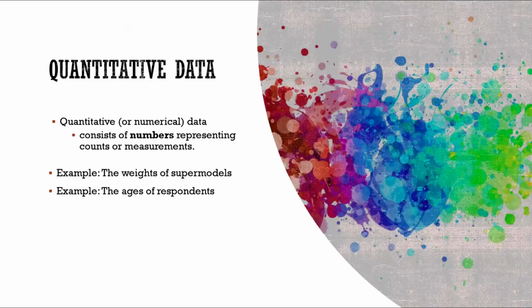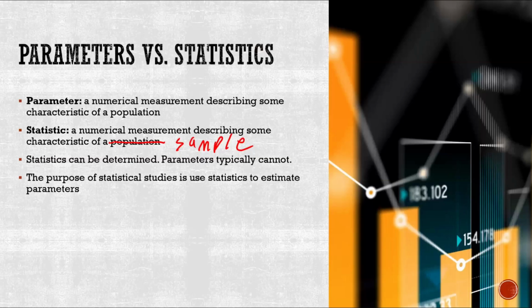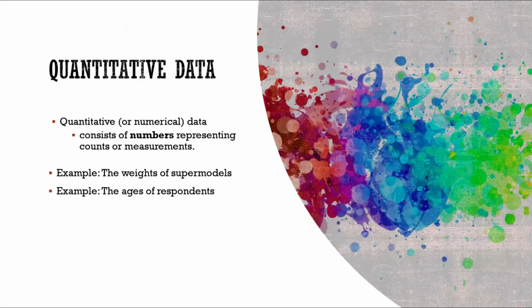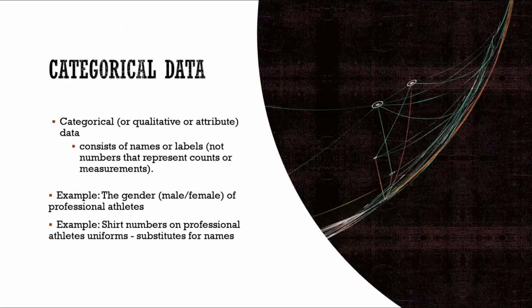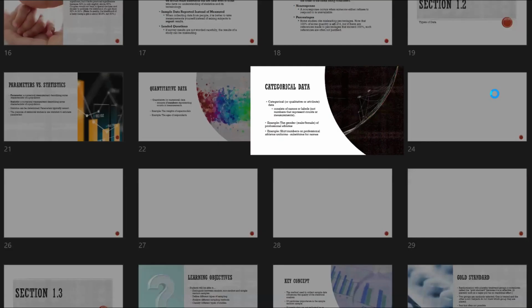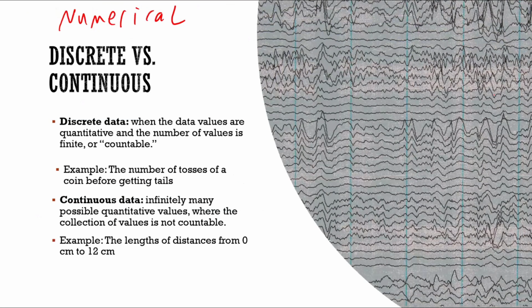Okay, to give you a little bit of something to do, I'm going to write this down. I want you to turn and talk to somebody around you just to make sure you're on the same page. In your own words, explain the difference between parameters and statistics, quantitative and categorical, discrete and continuous. Does everyone understand what I'm asking you to discuss?